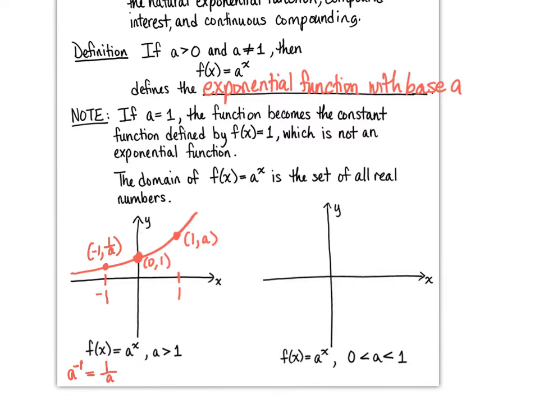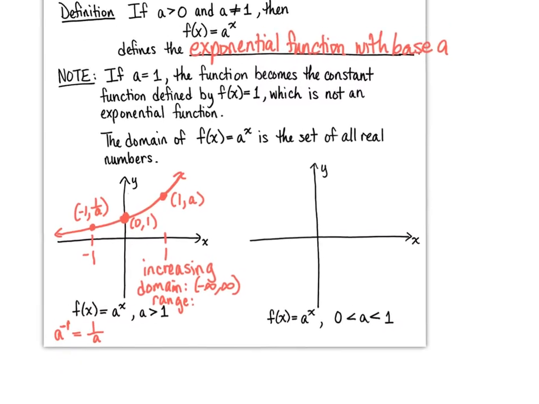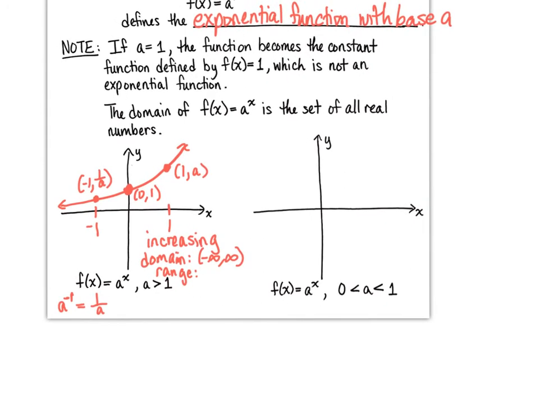Notice that this function is increasing. So these are some properties of the graph of the exponential function when a is greater than 1. It's increasing. The domain is negative infinity to infinity, or all real numbers. The range, what are your possible y values? Good. So your range here would be 0 to infinity, not including 0. Very good. And remember, you read that from the y-axis.